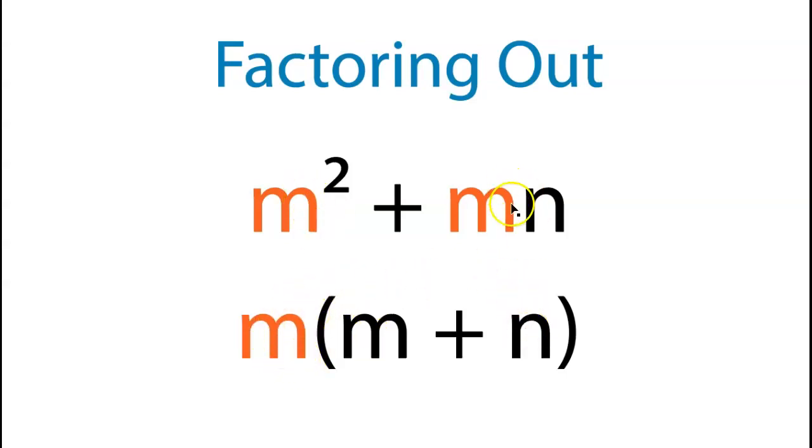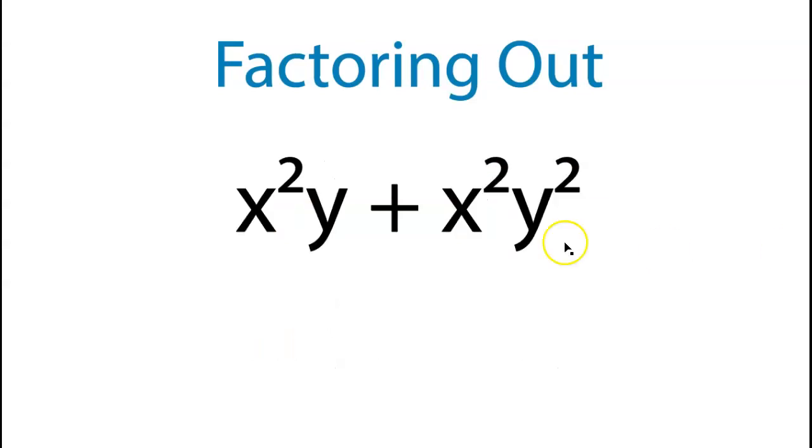M times n, that would be mn. And we know that we've done it right. That's your test. You can always distribute it back out in order to test and see if you've got it right. Okay, more practice. X squared y plus x squared y squared.